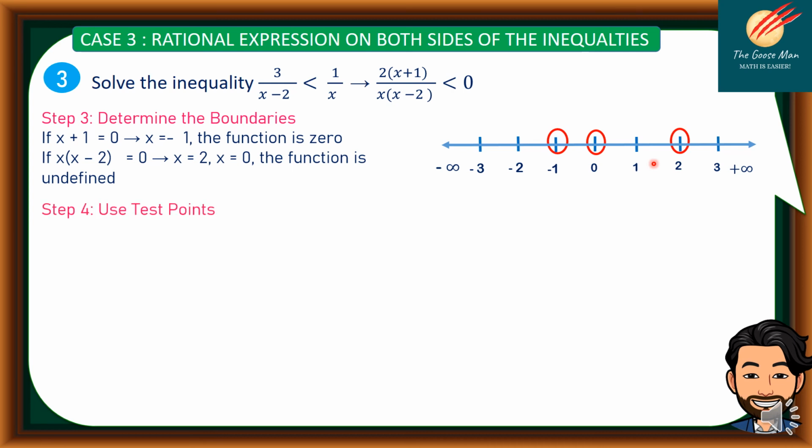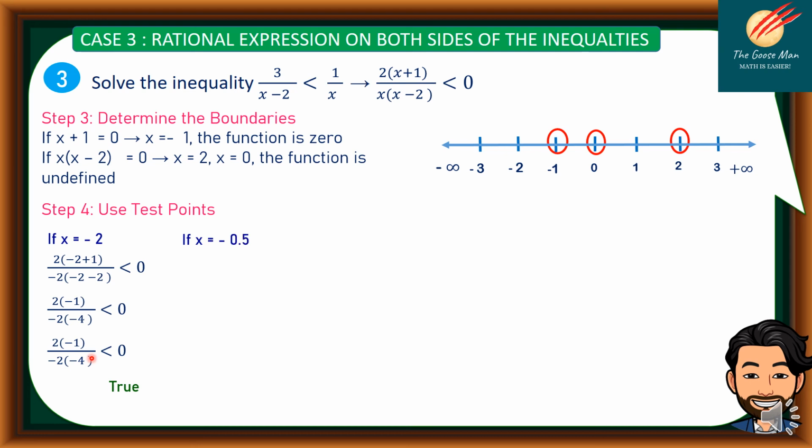So therefore, I'll use test points. How many regions do I have here? Let's count: this is 1, 2, 3, and 4. Meaning to say I'll use 4 test points. So if x is equal to negative 2, using the derived inequality, I can have this expression as 2 times negative 1 over negative 2 times negative 4. So we can say that this is true.